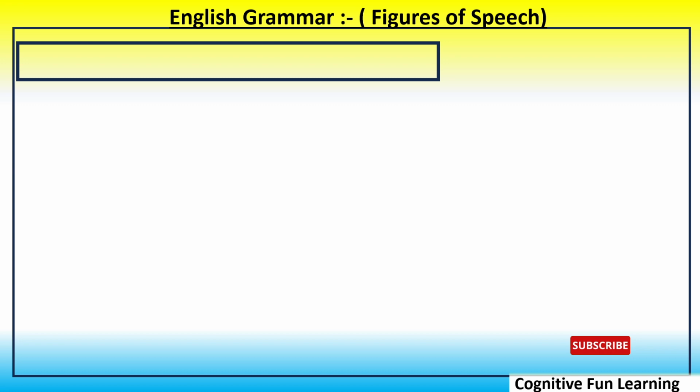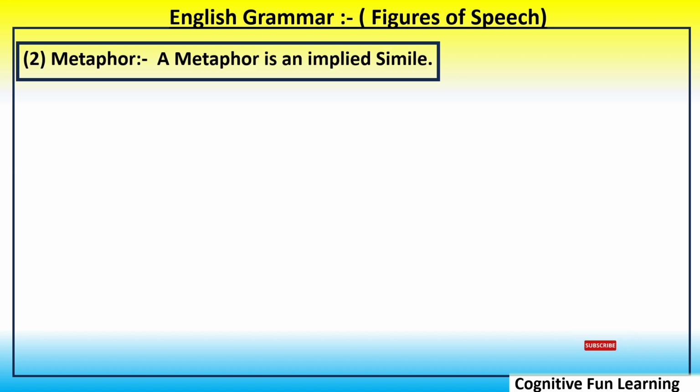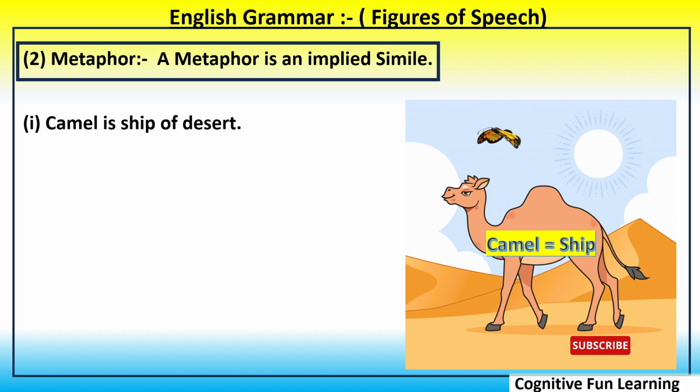Next figure of speech is metaphor. A metaphor is an implied simile. For example, camel is the ship of the desert. Here we are not comparing camel with ship. Instead, we are declaring camel as the ship of the desert. So this is an example of metaphor.